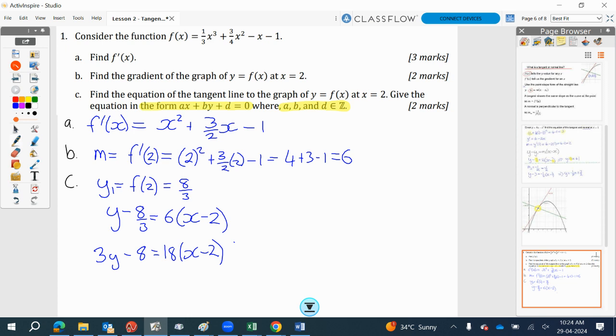So then we have to move everything around. If we open the bracket here, we're going to get 18x minus 36, equals 3y minus 8. And then I'm going to rearrange everything. So I've got 18x, move the y across, minus 3y. And then I'm going to add 8 to both sides, and that's going to give me minus 28 equals 0. So this is our answer.